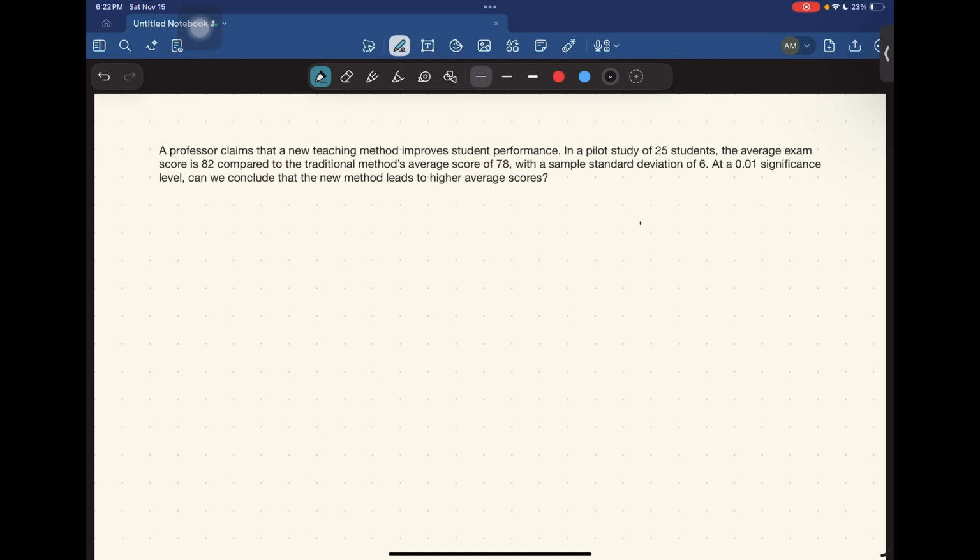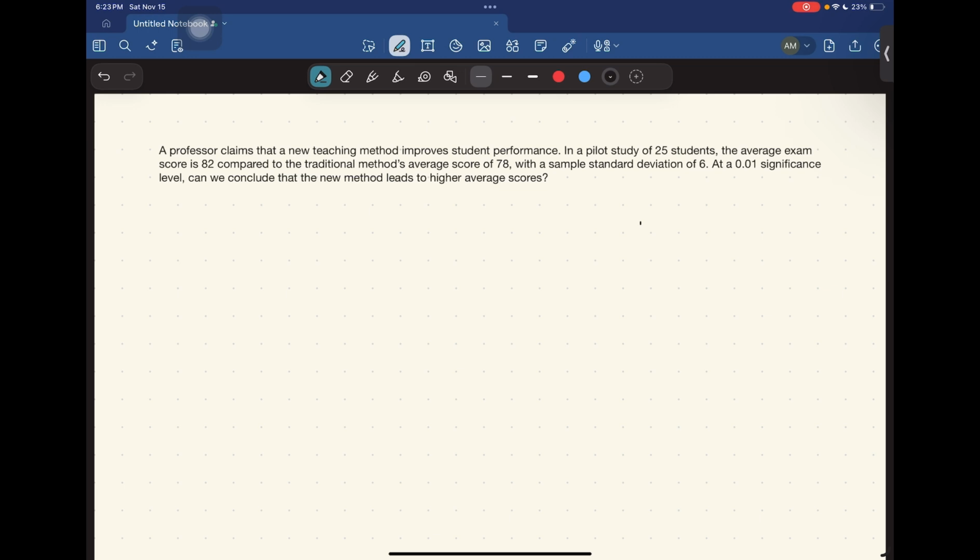To much better understand using the fixed probability of type 1 error approach, here's another problem. A professor claims that a new teaching method improves student performance. In the pilot study of 25 students, the average exam score is 82, compared to the traditional method's average score of 78, with a sample standard deviation of 6. At a 0.01 significance level, can we conclude that the new method leads to a higher average score?